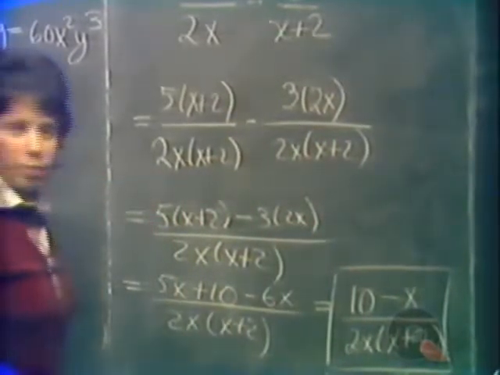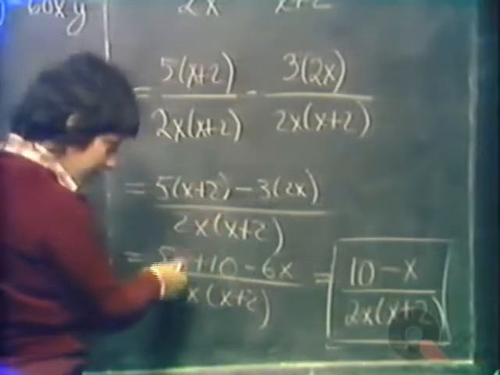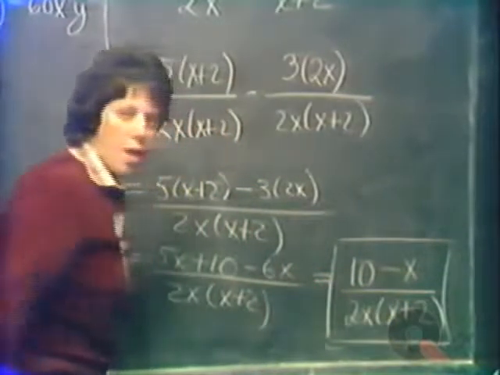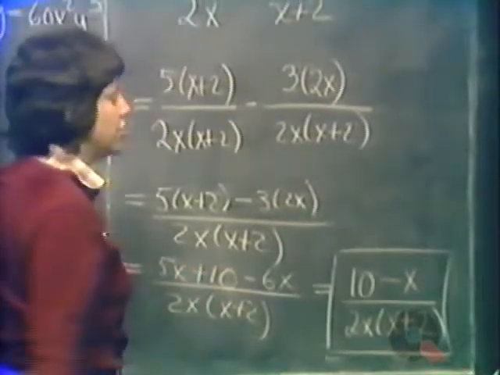By the way, on this problem, it would have been perfectly okay to say 5x minus 6x is minus x plus 10. Minus x plus 10 is the same as 10 minus x. So you could write your answer in either way.